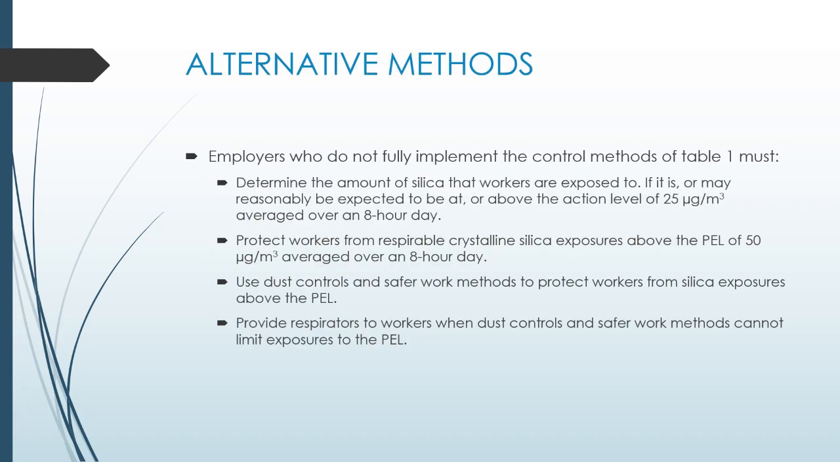However, there are alternative methods. We don't have to use Table 1. But if we don't, and we use alternative methods, we are responsible for determining the amount of silica that you're being exposed to. We have to make sure it's not above the action level of 25 micrograms per cubic meter.